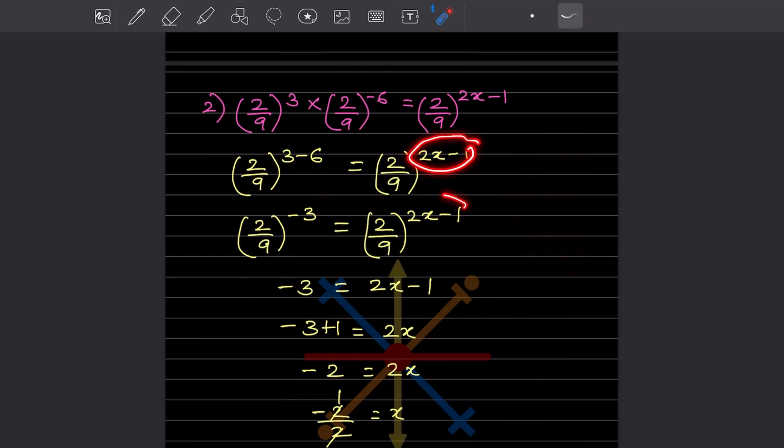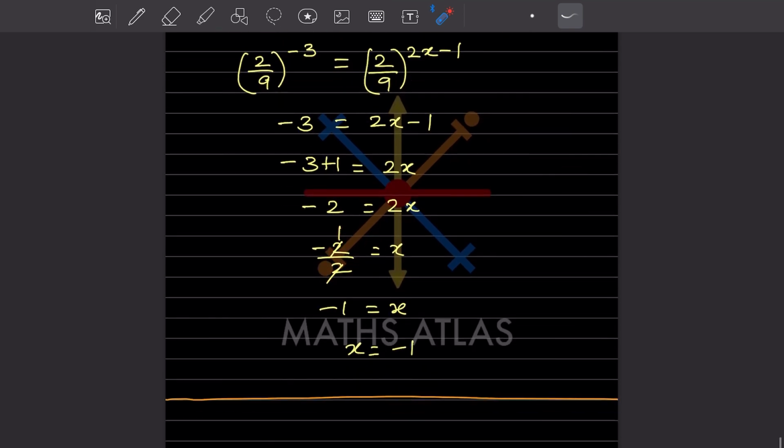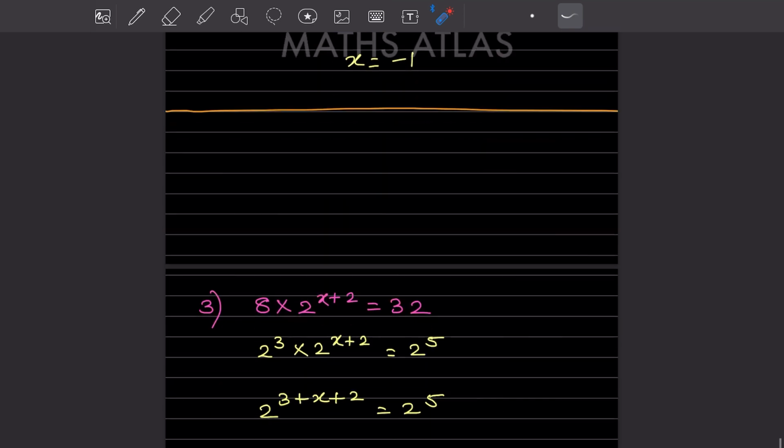And this will be the same. So now the base is the same, so the exponent should be the same. So minus 3 is equal to this one. Now you will bring this minus 3 here itself. This minus 1, if you bring it on this side, is going to be plus 1. This 2x stays on the same side. So minus 3 plus 1, that is going to be minus 2. This is multiplication, so this 2 will go in the denominator. So 2 ones are 2, that will be minus 1 is equal to x. That is x is equal to minus 1.